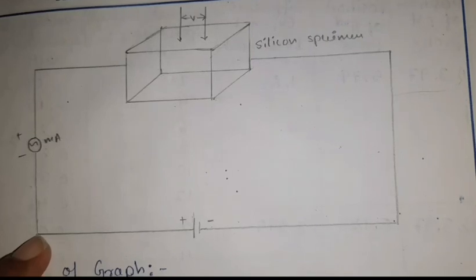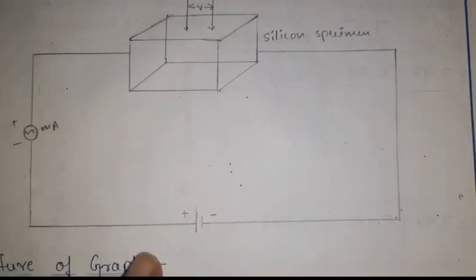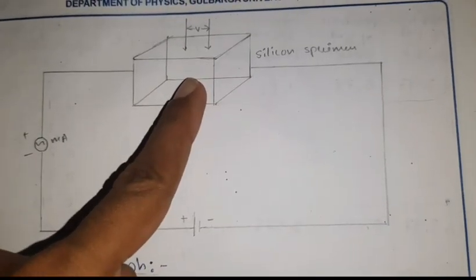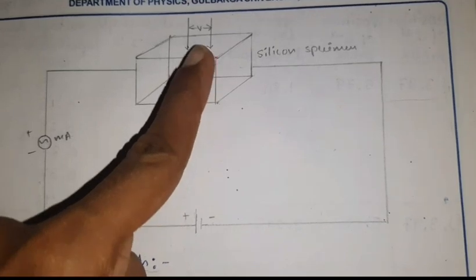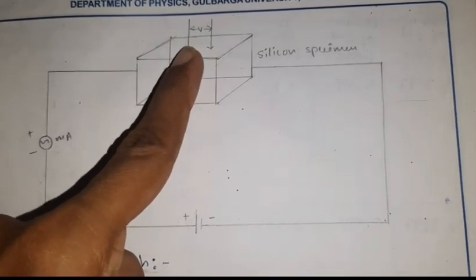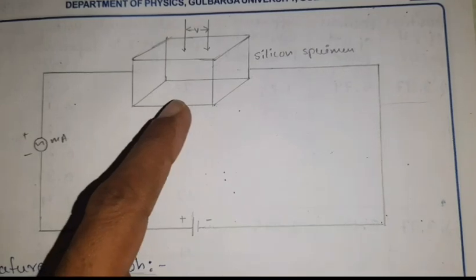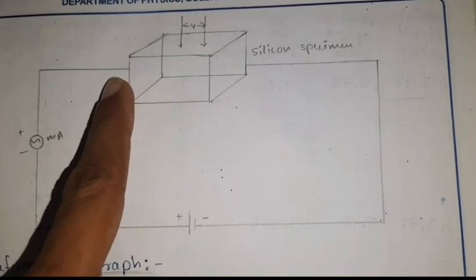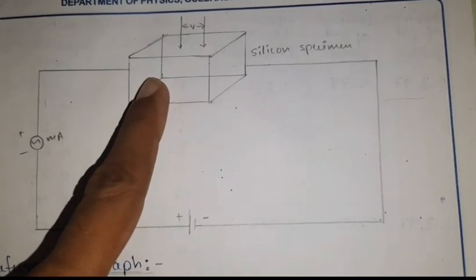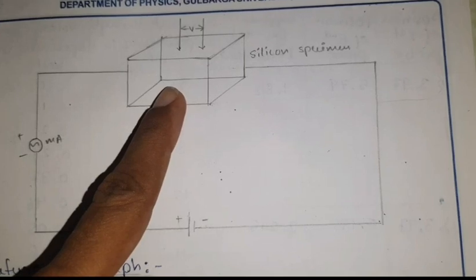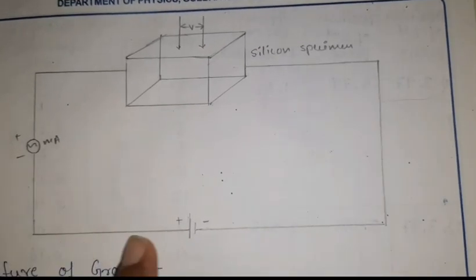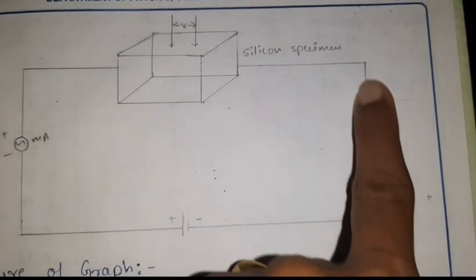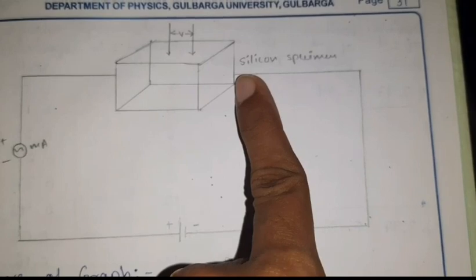So we have to make the connections according to the given circuit diagram here. Here is the silicon semiconductor specimen where we have attached the two probes, and we have to connect the voltmeter to measure the voltage difference across these two probes. Then the positive terminal of the ammeter must be connected to the semiconductor specimen. Its negative terminal must be connected to the positive terminal of the battery. The negative terminal of the battery must be connected to the silicon specimen.